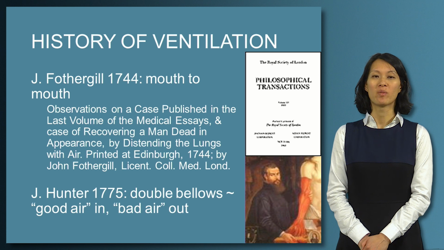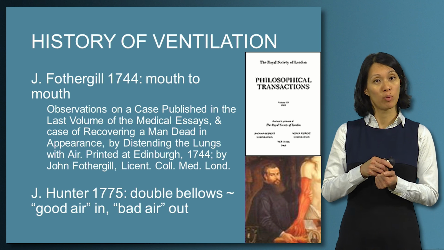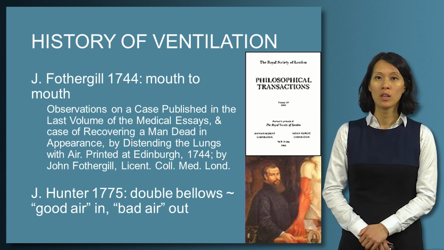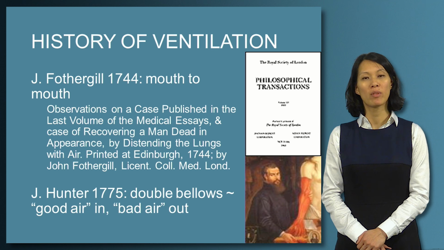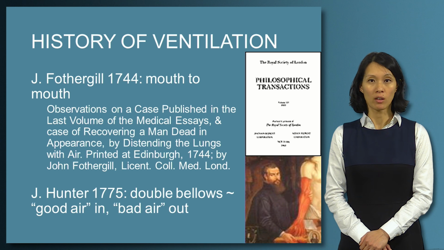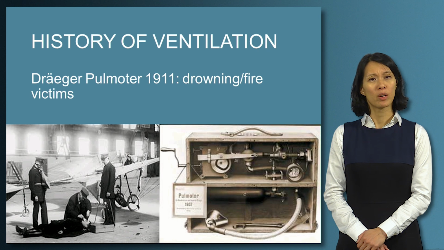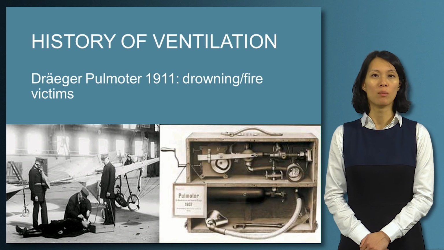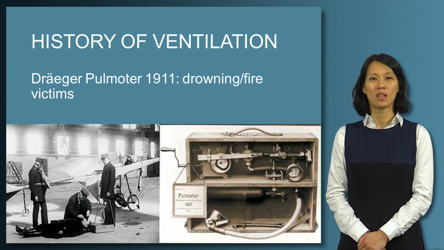Hunter then used this concept of double bellows, where he used one set of bellows to push good air in, and then another set of bellows to try and pull bad air out, to try and mimic respiration in people that had respiratory failure. These were all pretty archaic, and I would say probably the first thing that was the closest to what I would call a mechanical ventilator was in 1911.